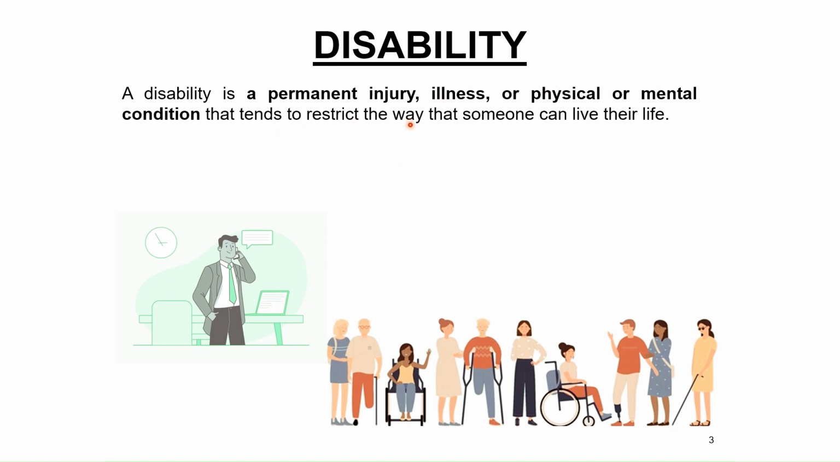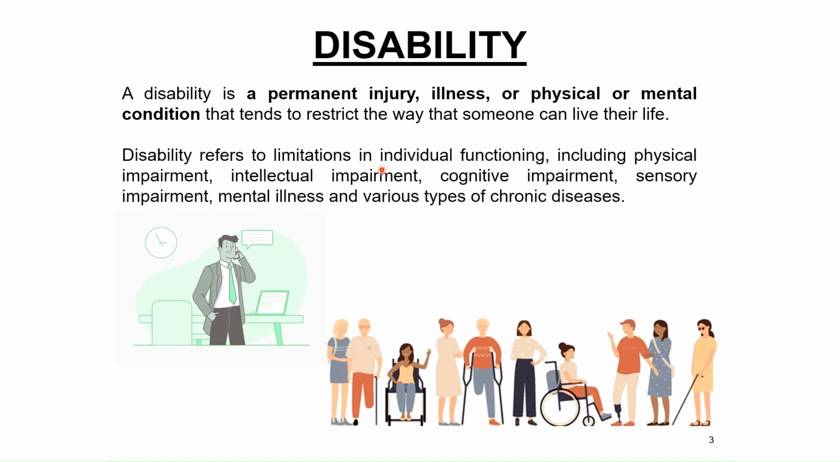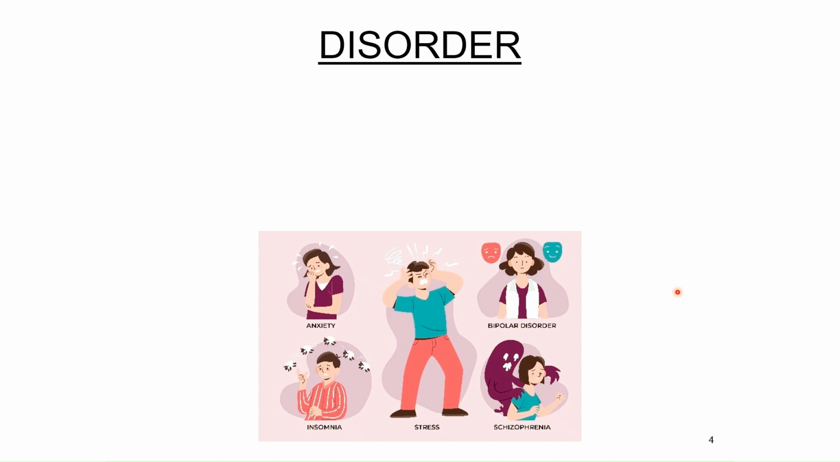Disability is a permanent injury, physical or mental condition that restricts the way someone can live their life. It is a limitation of individual functioning. It includes physical impairment, intellectual impairment, cognitive impairment, sensory impairment, mental illness, and some chronic diseases that limit individual functioning, known as disability.